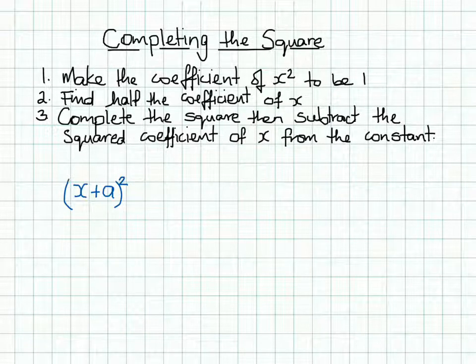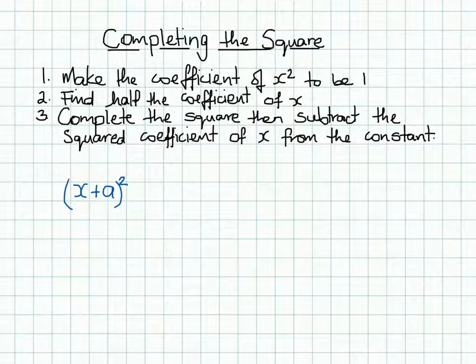But before we do that, let's go through the steps. The steps are as follows. First of all, make sure that your coefficient of x squared is 1. Make sure that it's 1. Find half the coefficient of x. Once you've got half of the coefficient of x, use it to complete the square, then subtract the squared coefficient of x from your constant at the end.